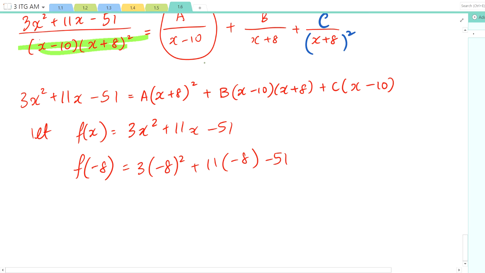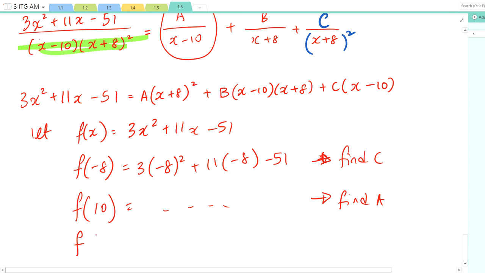We have already used negative 8. We have already used 10. So this one is to find C, and this is to find A. Okay, so what would you like to sub in? 0, I agree with you. So that all this disappears, right?